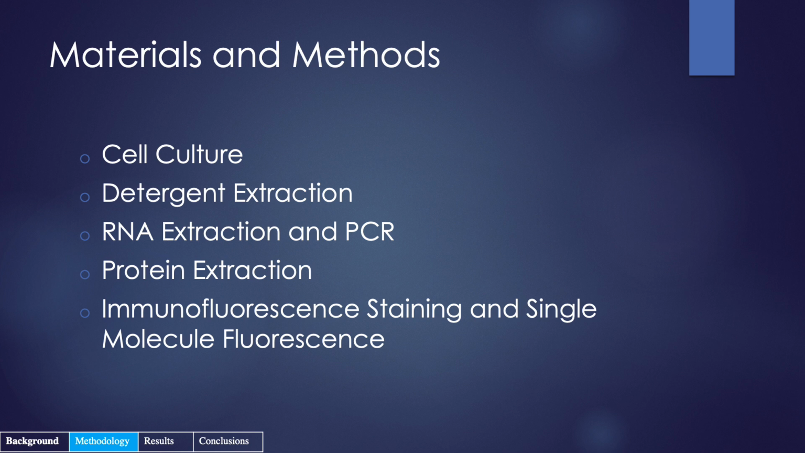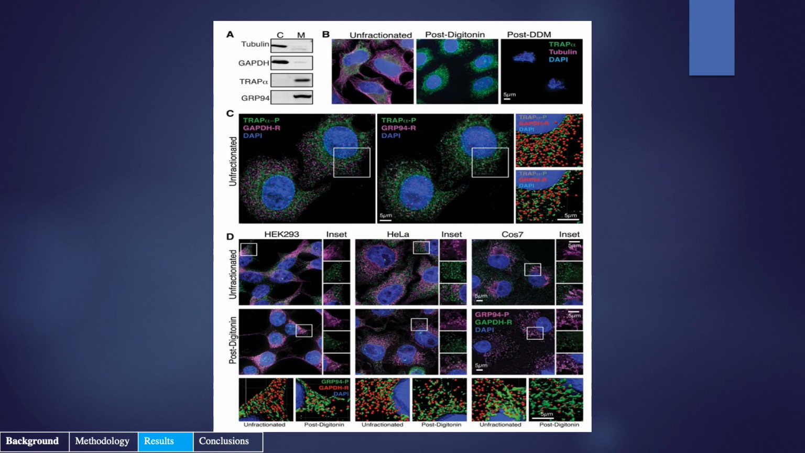So here are a few materials and methods that this research had to do to be able to get their data. So there's cell culture, detergent extraction, RNA extraction, and PCR, protein extraction, and immunofluorescence staining and single molecule fluorescence. So this brings me into the results.